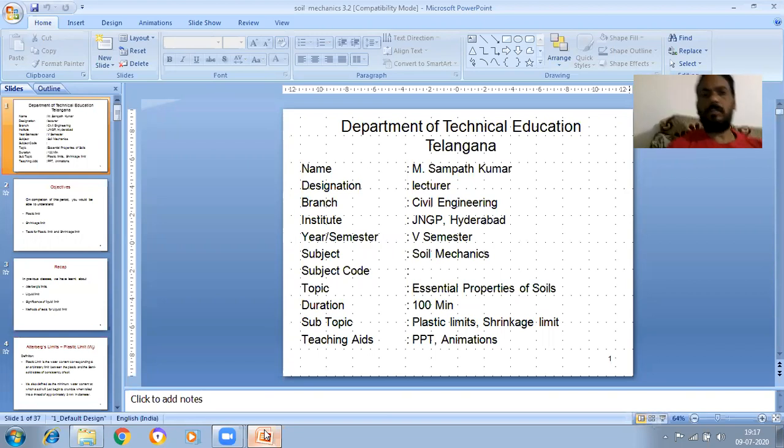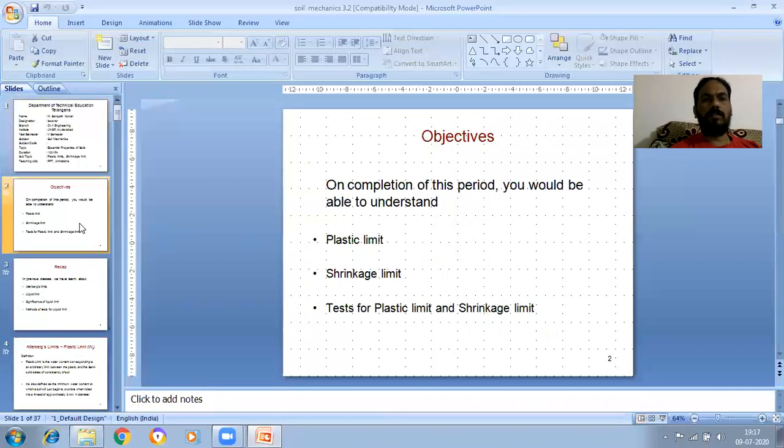Today let us discuss the basic properties of soils. We are continuing this topic. In the last class we discussed Atterberg's limits, and in that we discussed the liquid limit and how to determine it. There are two tests to determine the liquid limit, and we discussed those two tests also. So in today's class, let us discuss what the plastic limit and the shrinkage limit are, and the tests to be conducted to determine them.